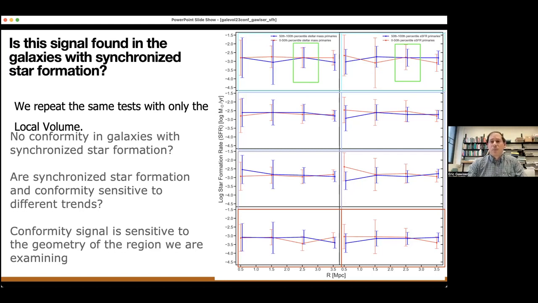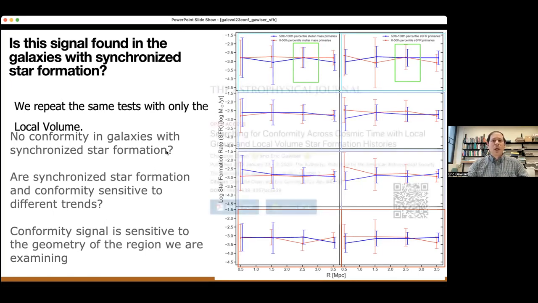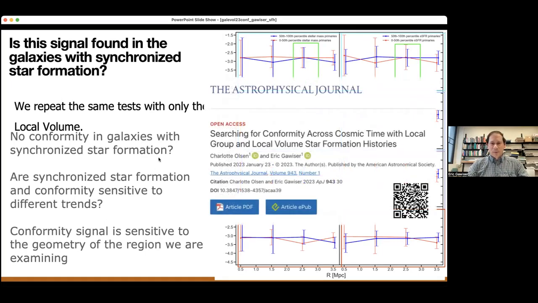And so for her next act, Charlotte has accepted an LSSTC Catalyst Fellowship to go to the City University of New York and continue this investigation using the LSST data sets in the deep drilling fields to expand the local volume and get a larger sense of whether this conformity signal is happening in other regions of our nearby universe with the same geometry. And here's the published paper.